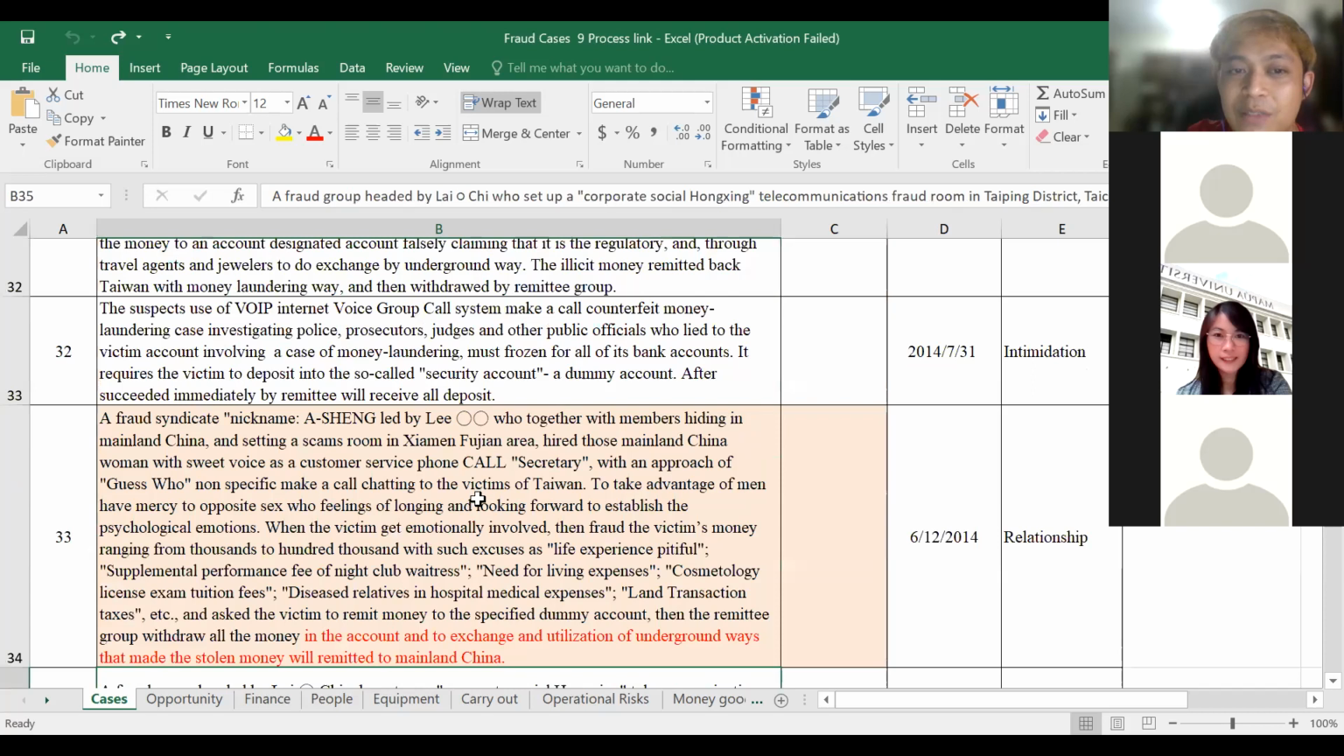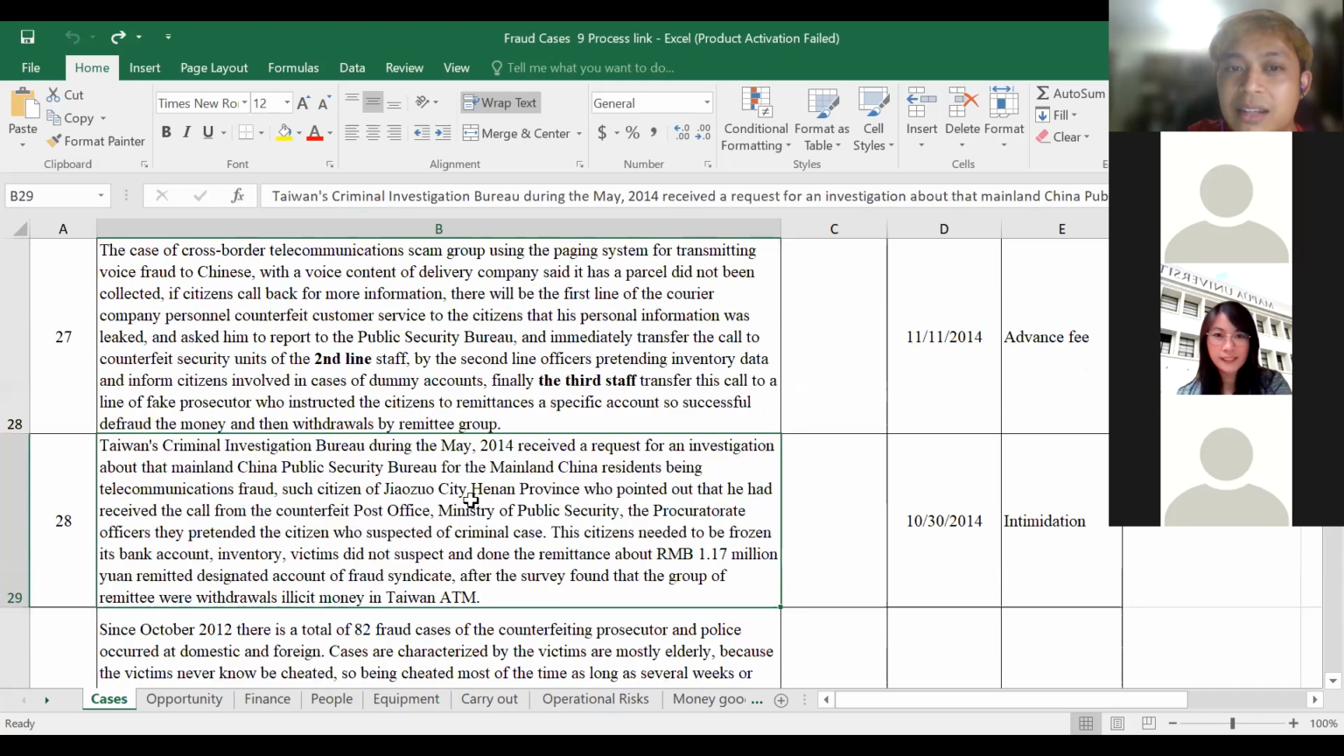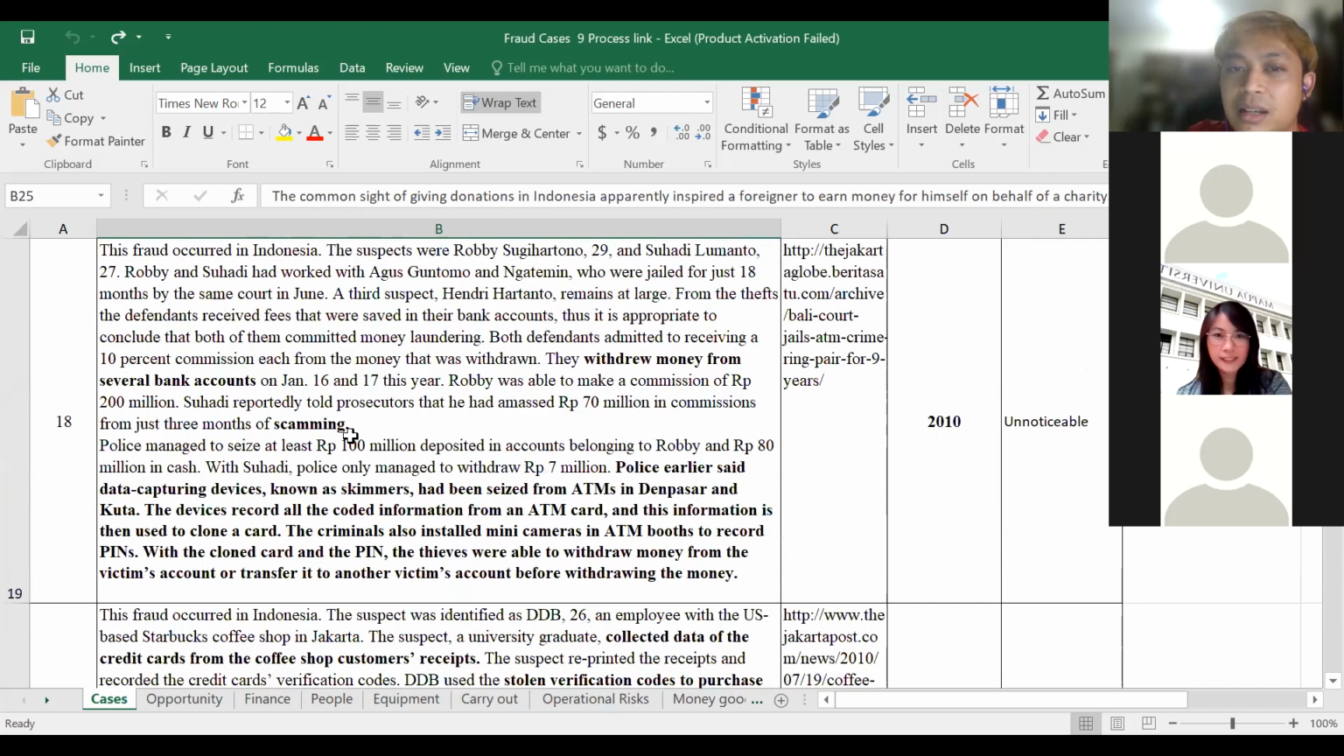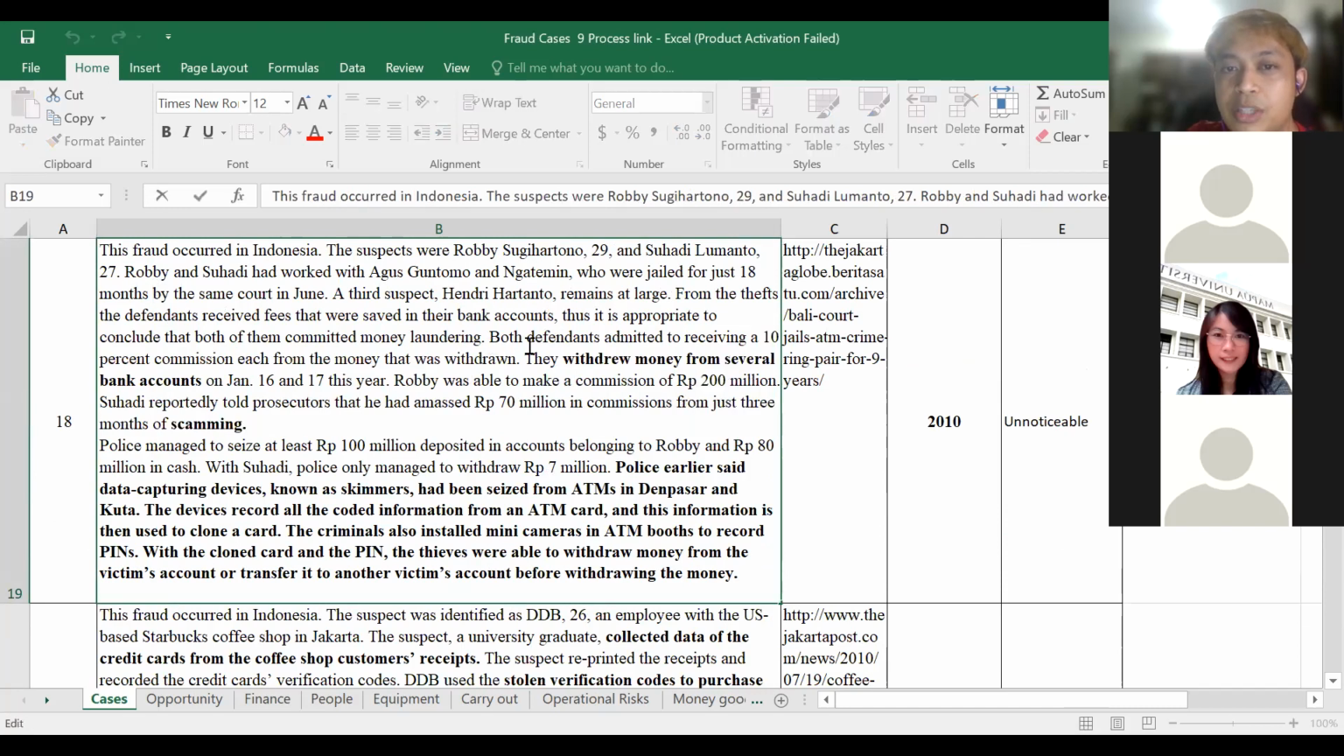If you do some kind of case analysis, again, you have to read this one by one, like this one. This fraud occurred in, okay, both defendants admitted.